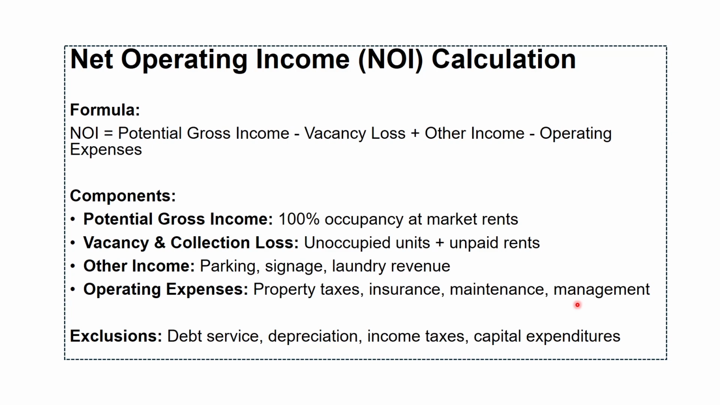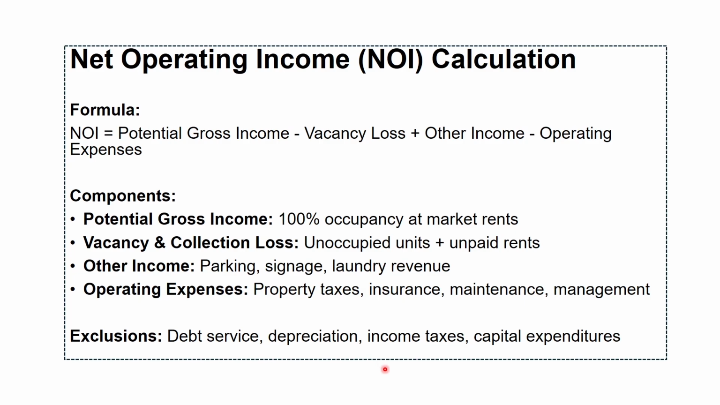right? Then another crucial point: NOI excludes some things. What are they? They are debt service, depreciation, and income tax. And what is the reason? Because these are specific to the owner, not the property. Two different owners might finance the same property differently, but the property's earning capacity remains the same.